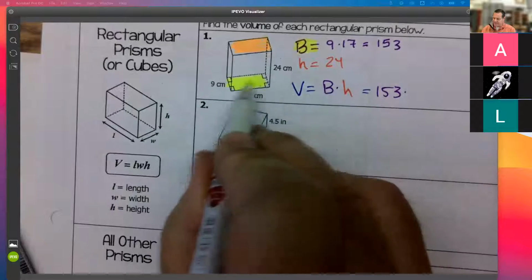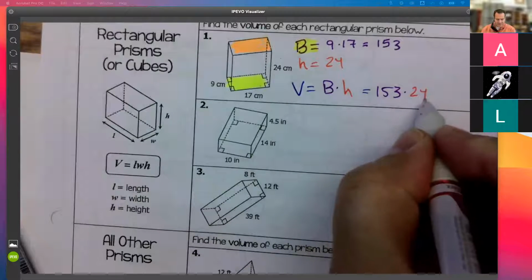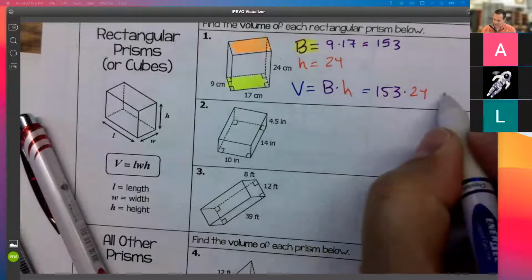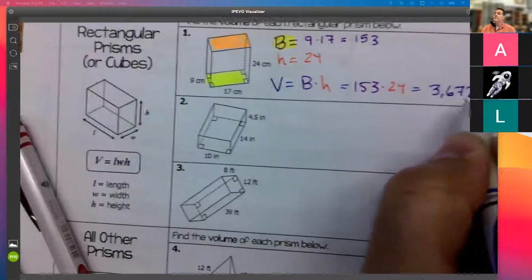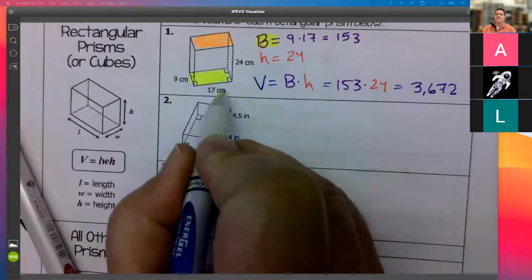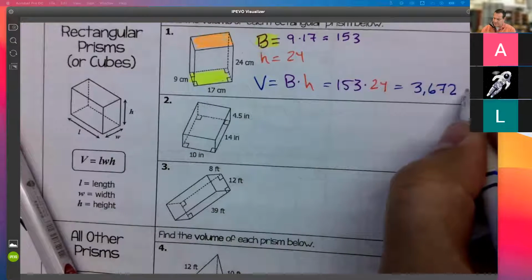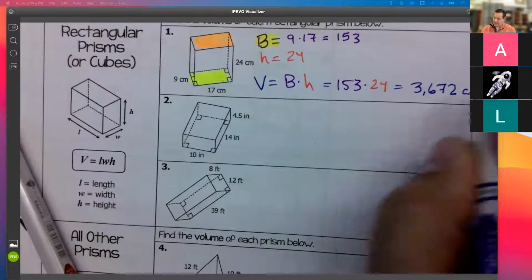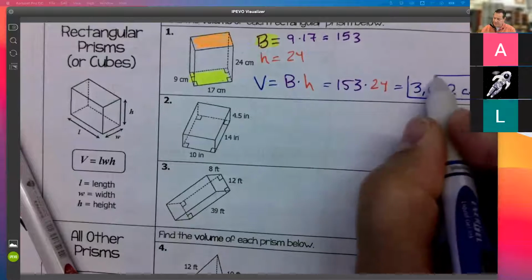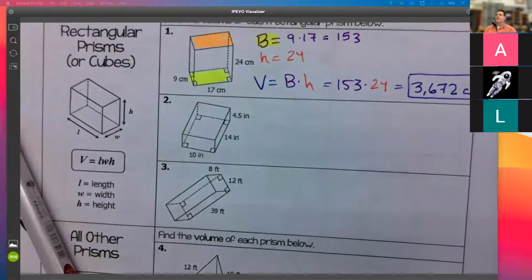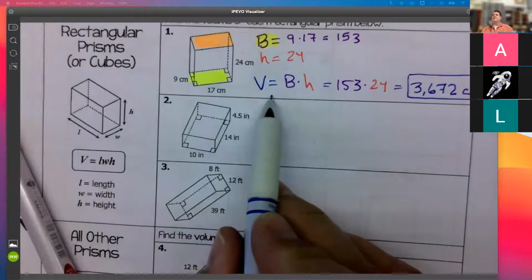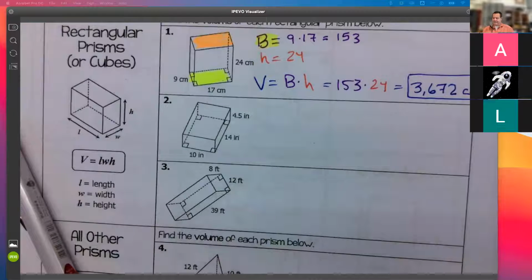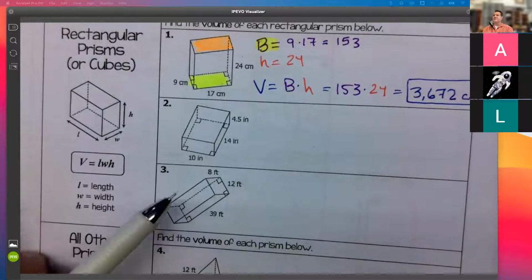So I'd multiply that base, whatever this one is, 153, times 24, and that would get me a total of 3,672. And what are my units going to be if these lengths were in centimeters? Almost. Centimeters cubed, because now we're talking volume. This isn't square units, this is cubic units. I encourage you to use this formula of base times height because it works for all these shapes.